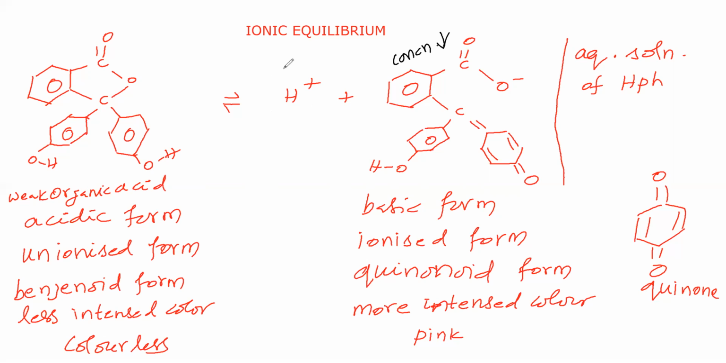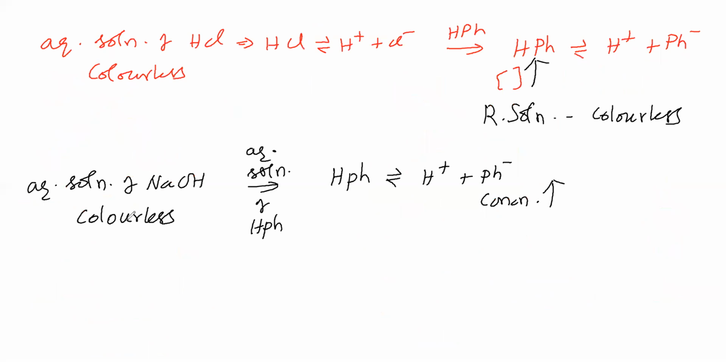Concentration of H plus on the right side is reduced, in the sense that the forward reaction is favored. Forward is favoring, in the sense that this concentration is getting raised. Therefore, in the aqueous solution of sodium hydroxide we are adding phenolphthalein. In the resultant solution, this concentration is dominating. The ionized form concentration is dominating.